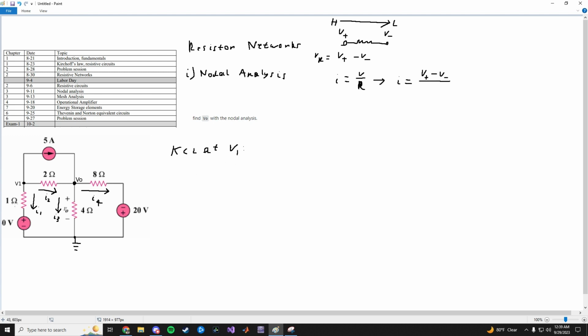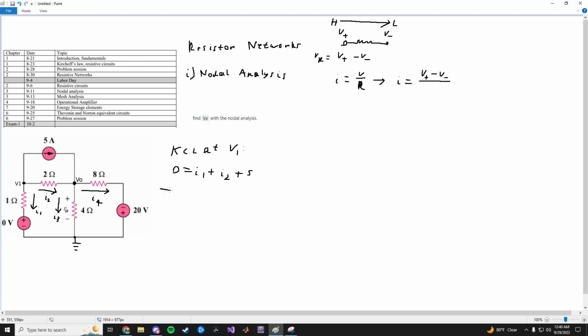At V1, remember, current going in equals current going out. It looks like there are no currents going into V1, and there are only currents flowing out. So that's going to be 0 currents flowing in equals I1 flowing out, so is I2, this one right here, and so is the 5 amps. So it's I1 plus I2 plus 5 equals 0.